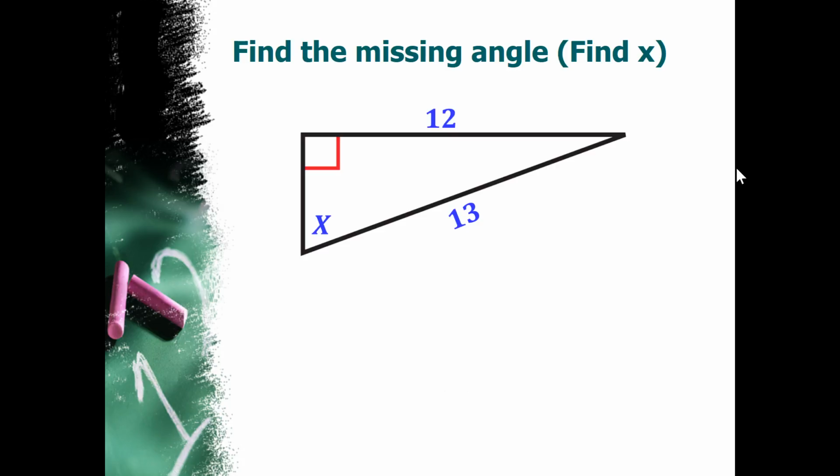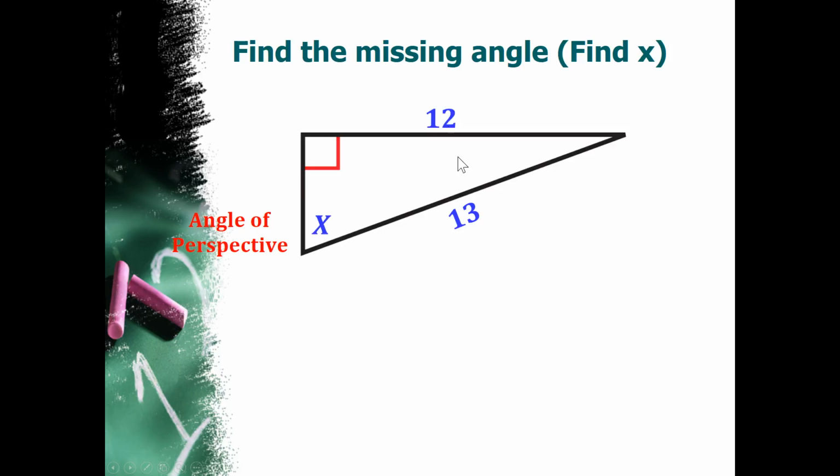In this problem, we want to find our missing angle measure of x, and we're given two sides on our right triangle. So to be able to find our angle measure of x, what we need to do is set up a trig problem. Our angle of perspective is down here in the bottom left corner, which is the x.